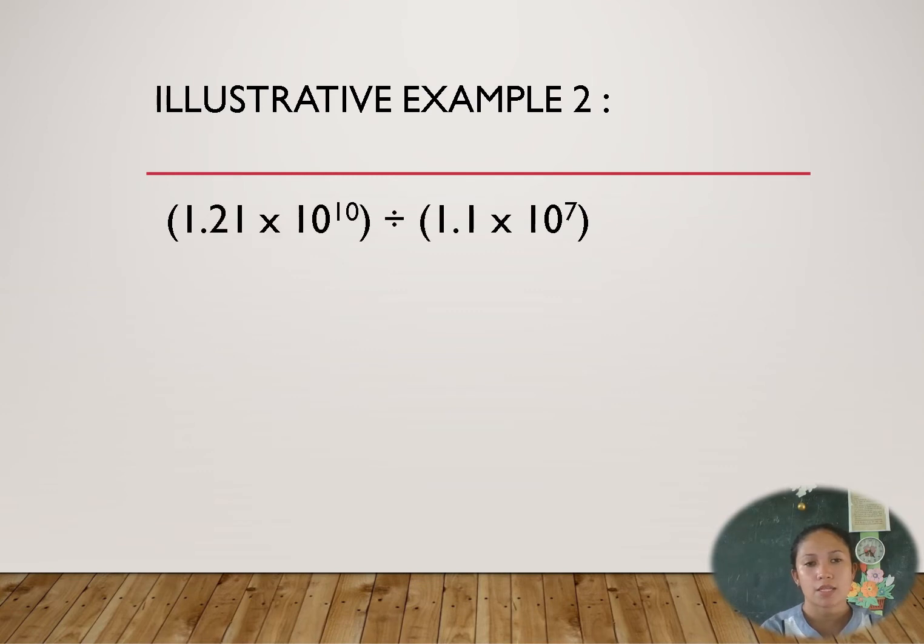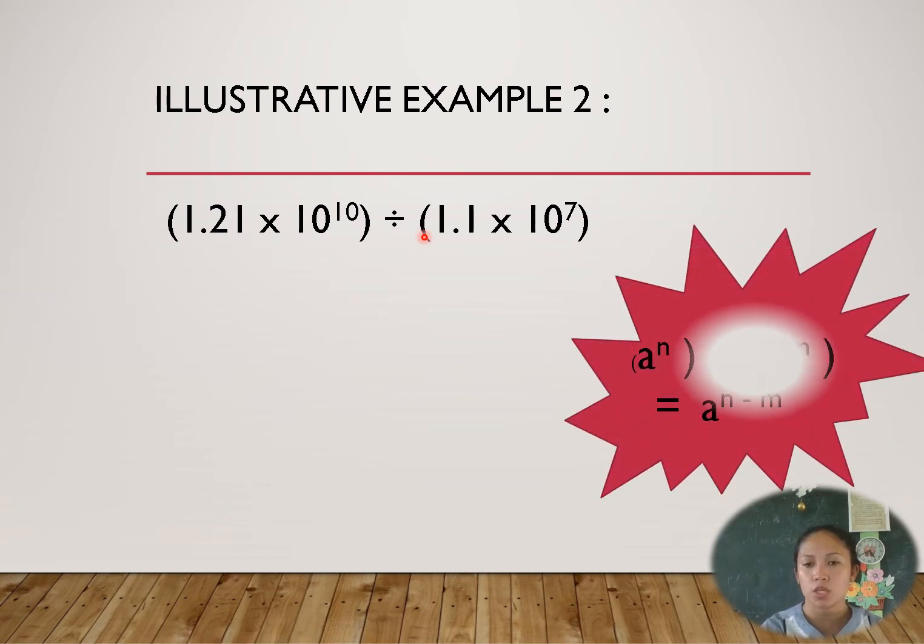The given is 1.21 times 10 to the power of 10 divided by 1.1 times 10 to the power of 7. Take note that our operation here is division. So we can apply the quotient of a power, which is in this pattern: a to the power of n divided by a to the power of m.